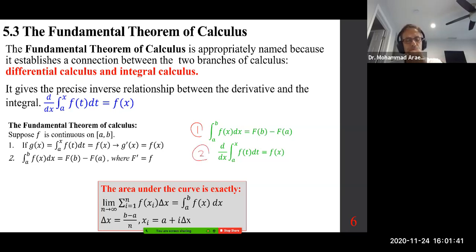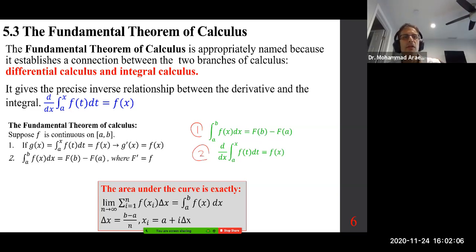In short, the integration of f of x dx from a to b, which is a definite integral, which is a number, can be calculated by finding any antiderivative and evaluating them at the endpoints, namely a and b. Number two says the derivative of the integral is the function itself.